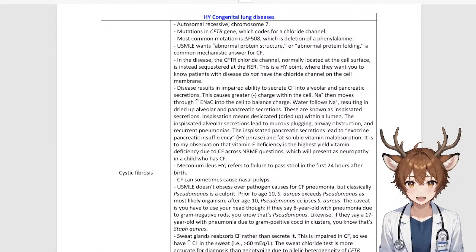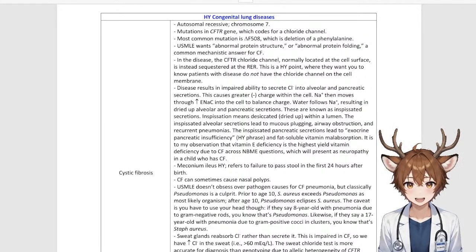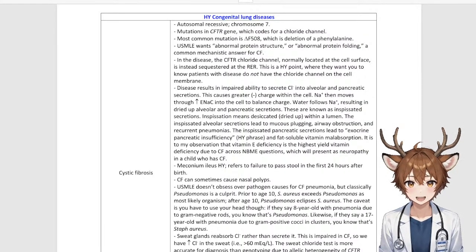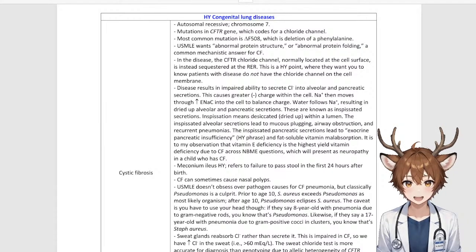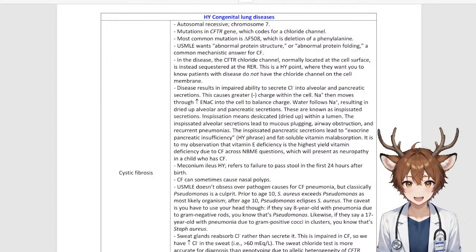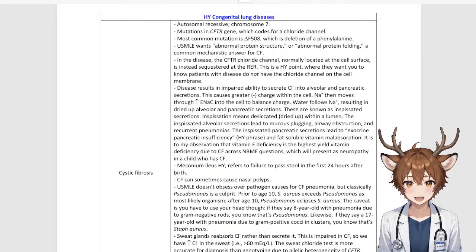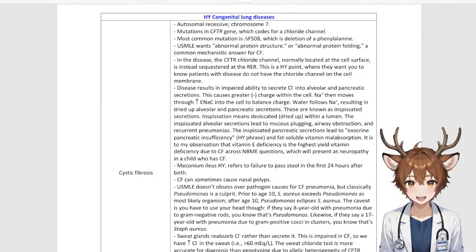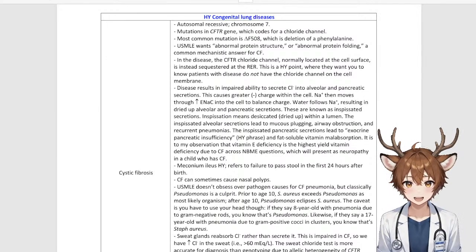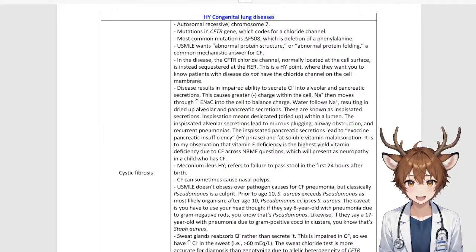The inspissated alveolar secretions lead to mucus plugging, airway obstruction, and recurrent pneumonias. The inspissated pancreatic secretions lead to exocrine pancreatic insufficiency, high-yield phrase, exocrine pancreatic insufficiency, and fat-soluble vitamin malabsorption. It is my observation that vitamin E deficiency is the highest yield vitamin deficiency due to CF across NBME questions, which will present as a neuropathy in a child who has cystic fibrosis.